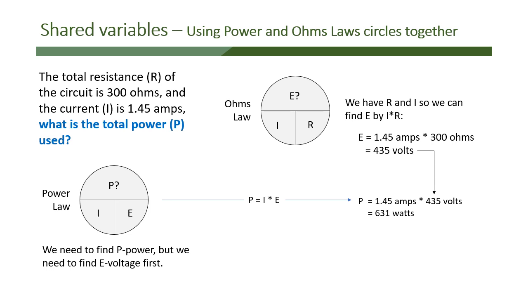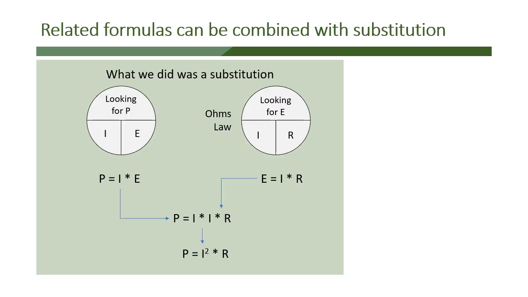And what we basically did is a form of substitution. So we didn't do any algebra here. We just calculated with one circle to get the missing value from the other circle so we could plug it back in and solve the equation.